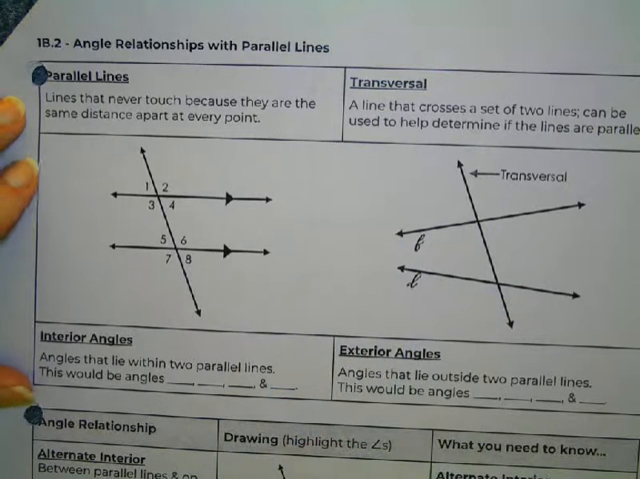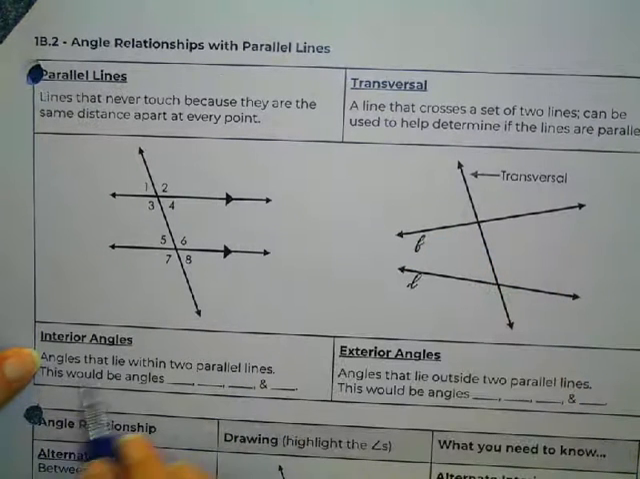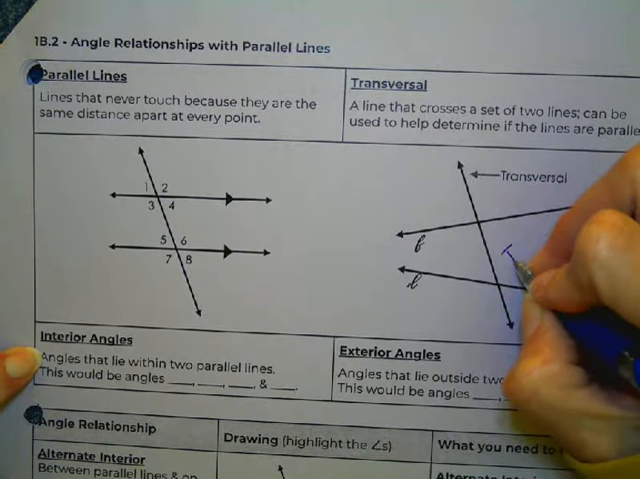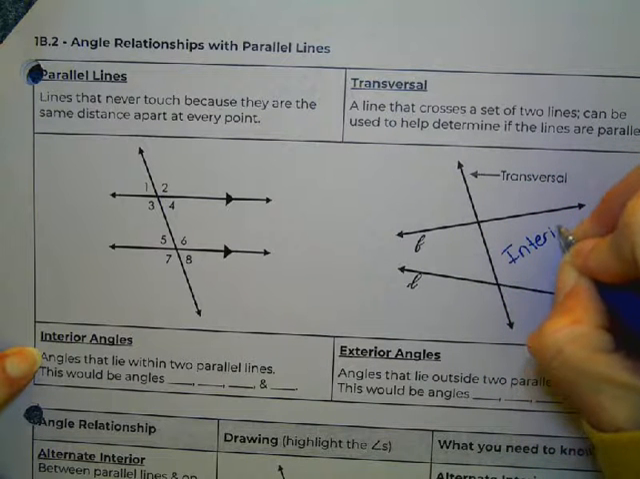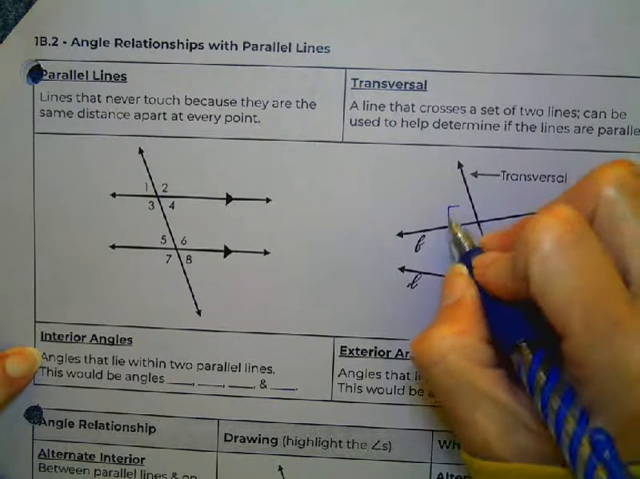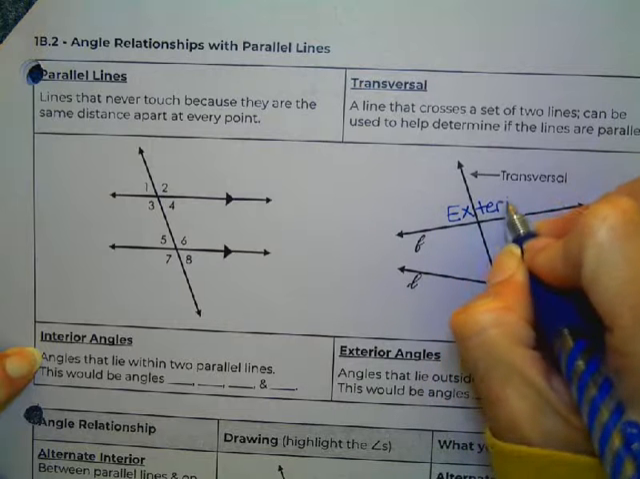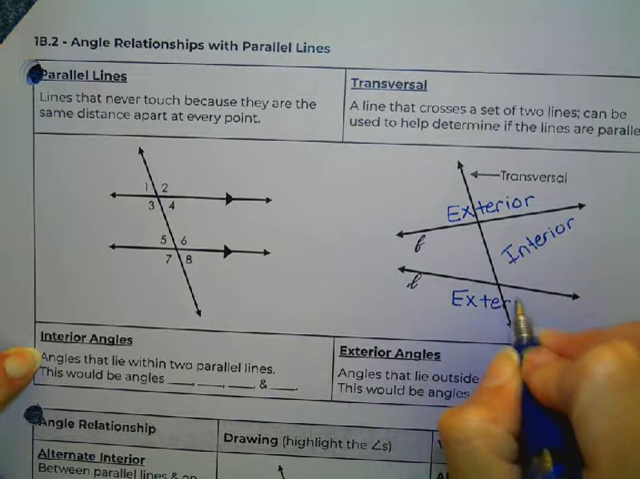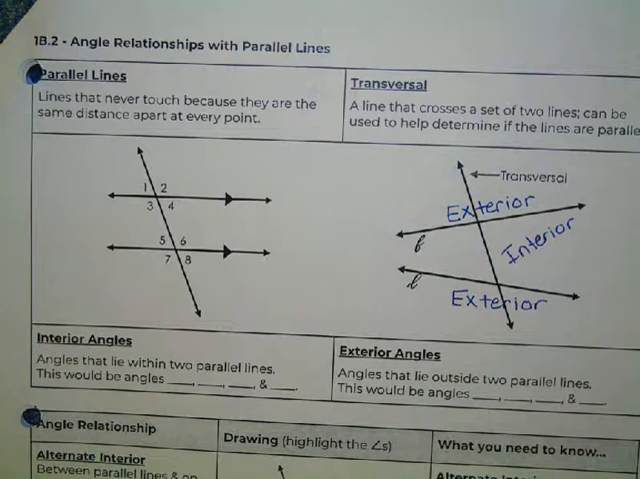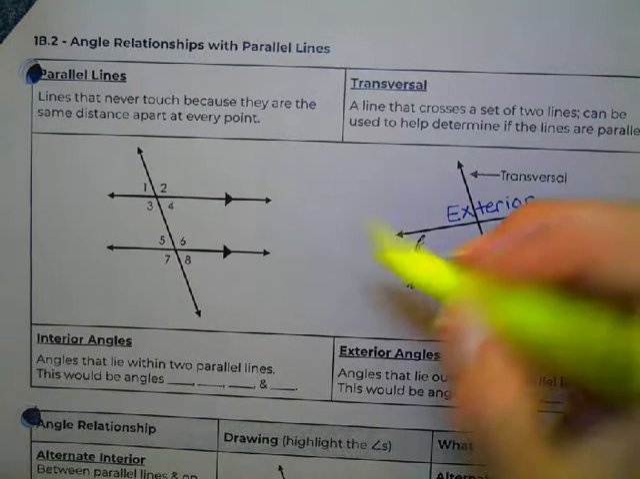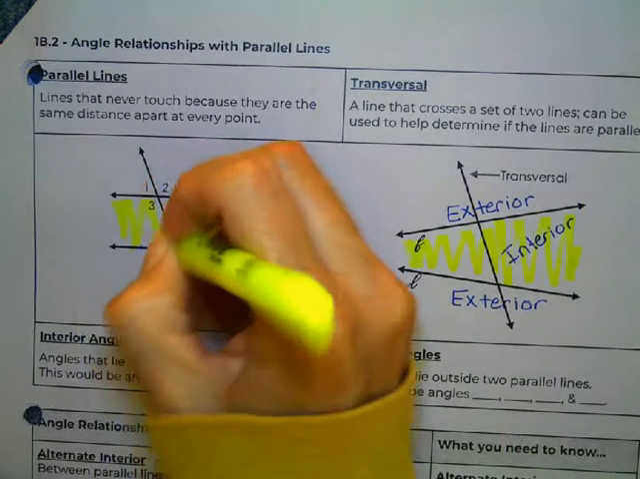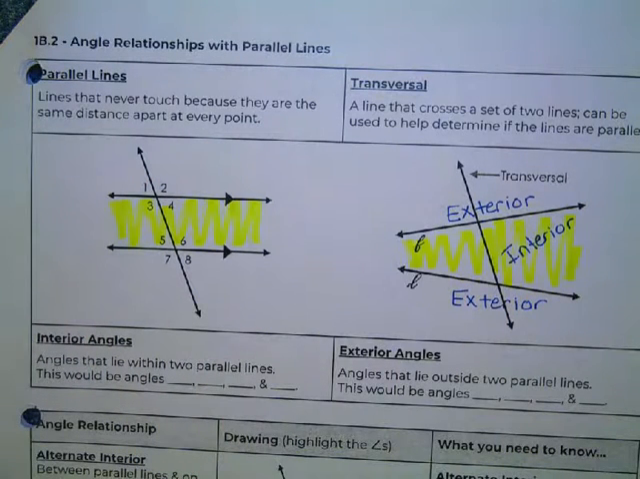When you are looking at a picture like this, any angle that lies in between the two parallel lines, or in between two lines, is called interior. And anything outside those lines is called exterior. So, if you want to think of it this way, interior is between the two lines. In this picture, this is all interior, between the lines. Exterior is on the outside.